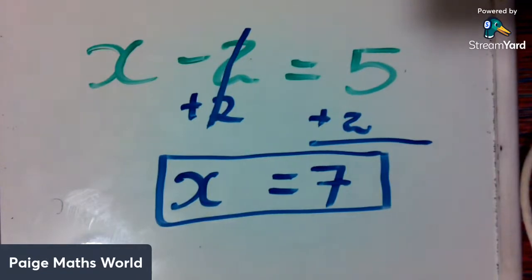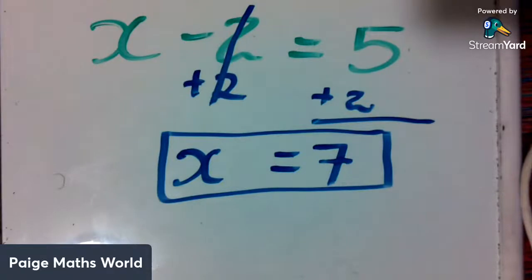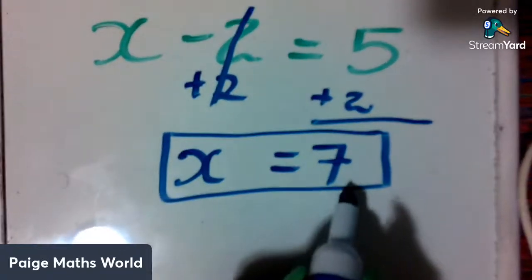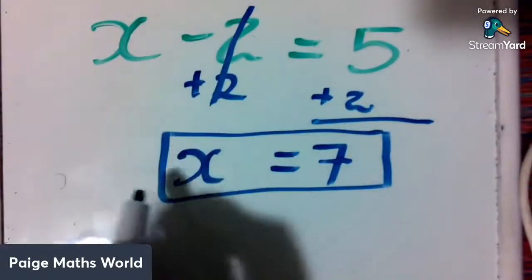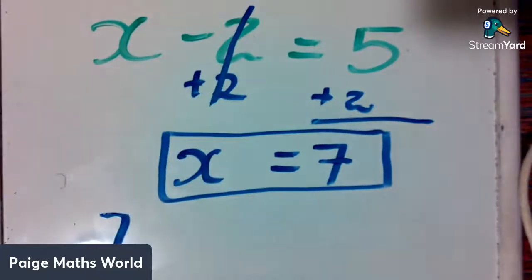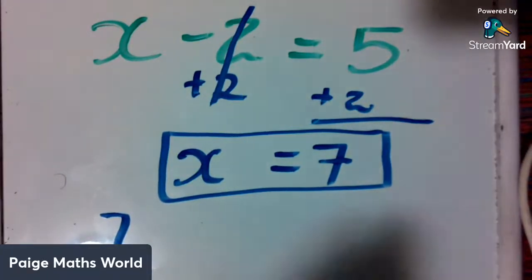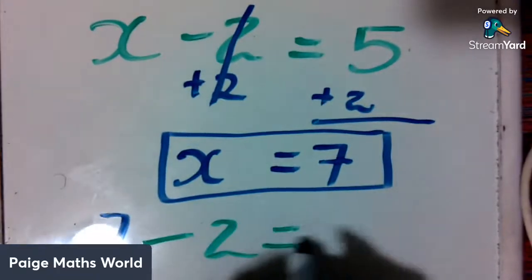All right, so x is equal to 7. Let us now check to see if we are correct, because the others we're going to be doing will become a little bit more challenging, but I want you to get the simple ones first. How would we know if this is correct? We plug in our x where x is. So x is 7, of course, because we just found that, and we put back the remaining part of the equation: 7 minus 2 is equal to 5.